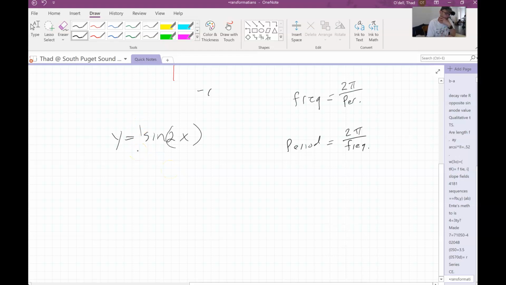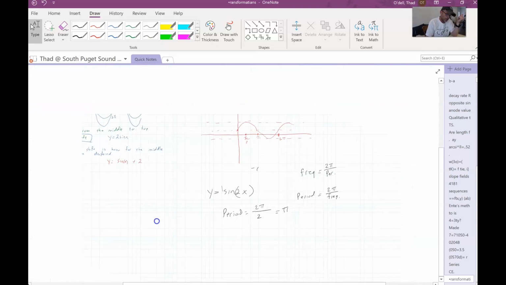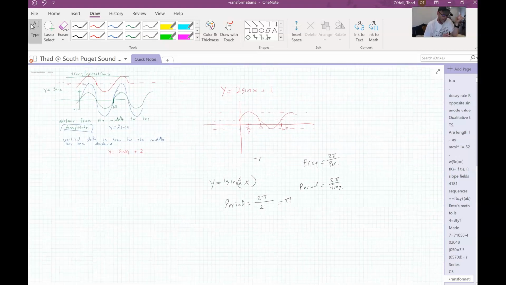Amplitude's normal, it's just 1. Vertical shift is 0, hasn't been shifted at all. But there's this little 2 in here. The frequency is 2, which means the period is 2 pi divided by the frequency, which means the period is pi. So what that tells me is if I want to graph this thing, I'll go back over here and do it on the same one, right? If I want to graph this thing, I have a normal sine curve except it's been scrunched up. The period's only pi instead of 2 pi.